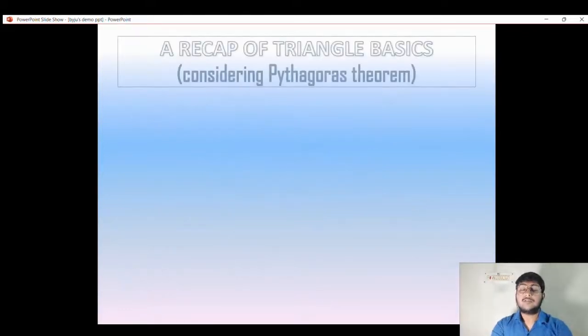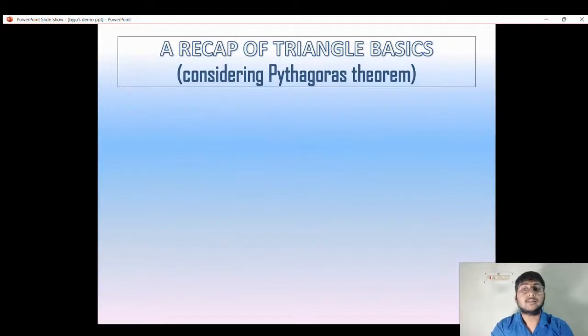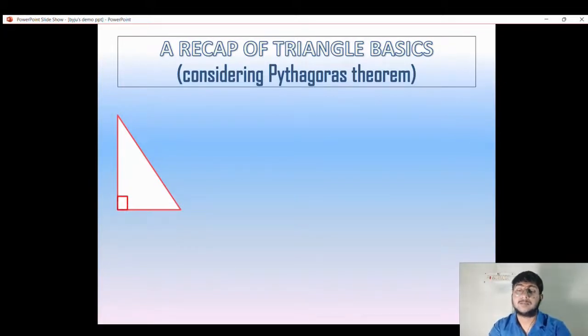Before everything, let's recap some of your Pythagoras theorem concepts of triangle basics from your previous classes, because you have learned it. After that we will jump from the Pythagoras theorem to trigonometry. Let's consider a right angle triangle, because the Pythagoras theorem only applies to right angle triangles.